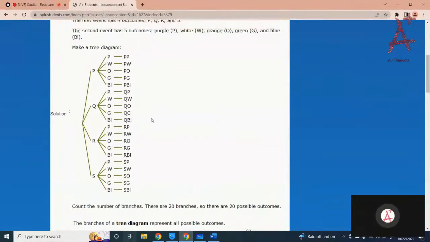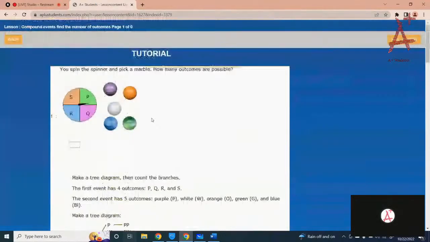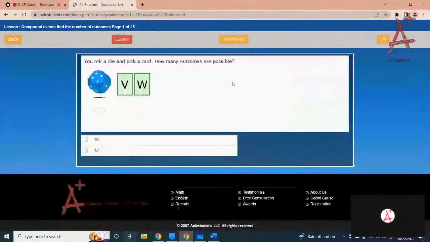Okay, let's start with the test. You roll a die and pick a card. How many outcomes are possible?